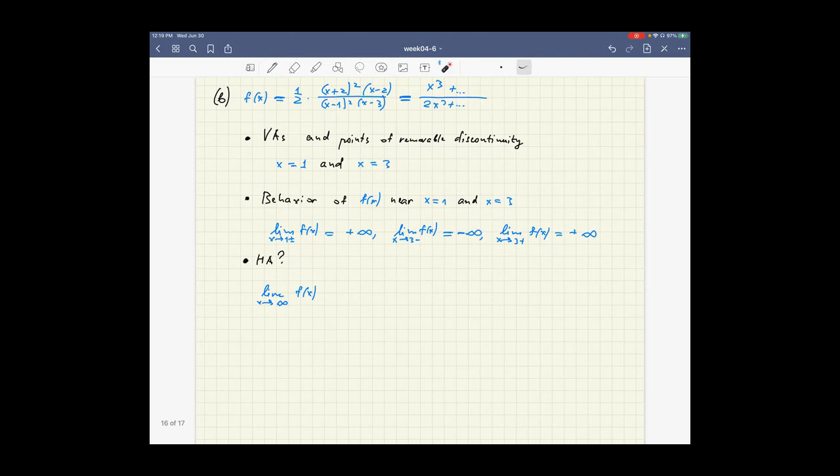And so the limit at infinity is simply the ratio of the leading coefficients, which is 1/2. That means that y equals 1/2 is a horizontal asymptote.